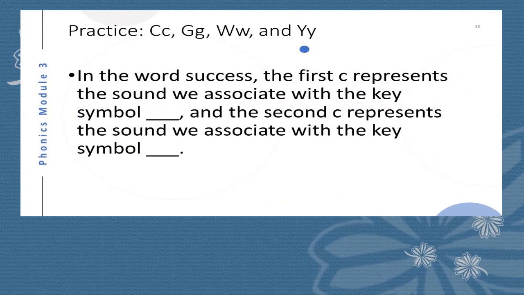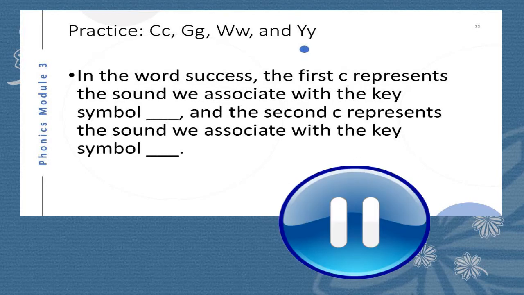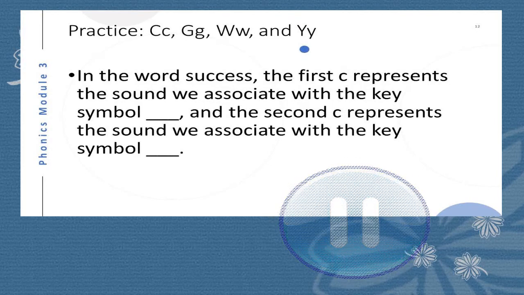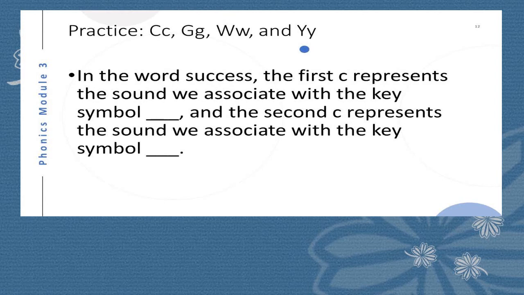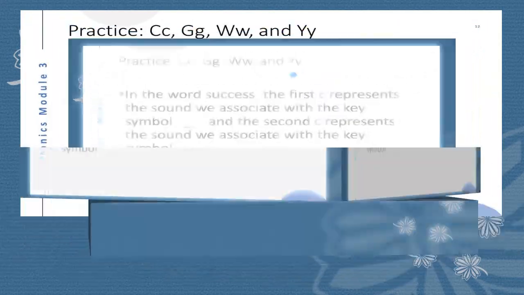In the word success, the first C represents the sound we associate with the key symbol blank, and the second C represents the sound we associate with the key symbol blank. The first blank is K, and the second blank is S. How have you done so far?